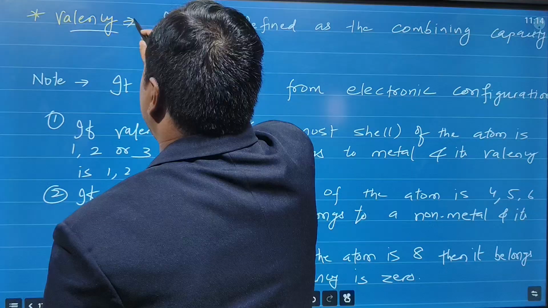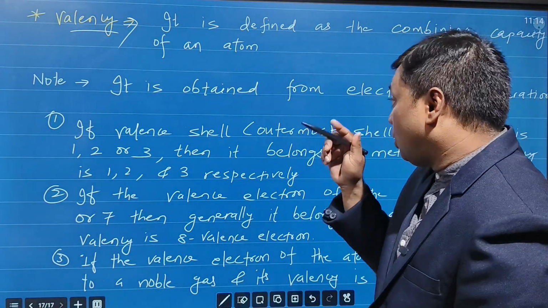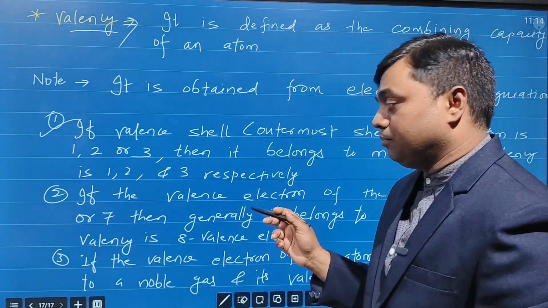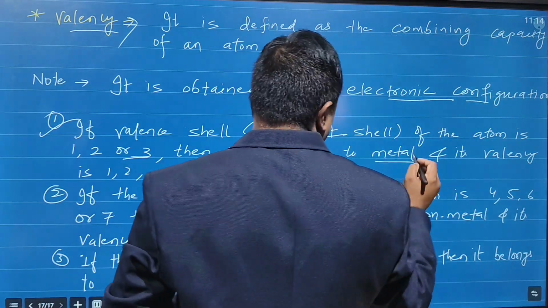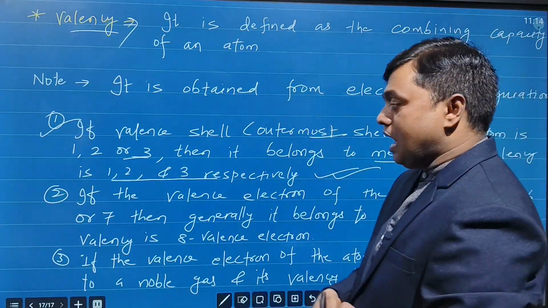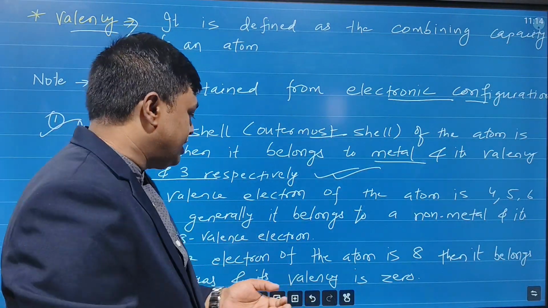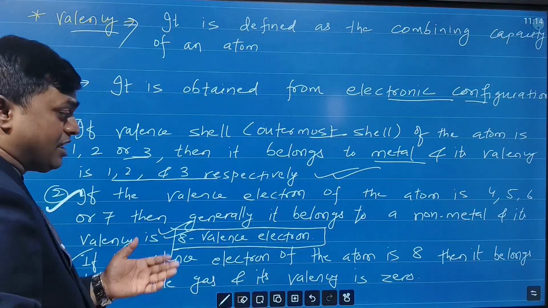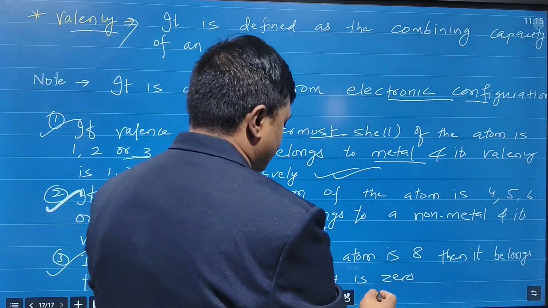You can see valency is very important. What is valency? It is the combining capacity of an atom. It is obtained from the electronic configuration only. If the valence electrons of the atom, that is, the outermost shell electrons, are 1, 2, 3, generally it belongs to a metal and valency is 1, 2, 3 respectively. If the valence electrons are 4, 5, 6 or 7, generally it belongs to a non-metal, and valency is 8 minus valence electrons. And last point, if the valence electrons are 8, generally it belongs to a noble gas or inert gas, and its valency is 0.